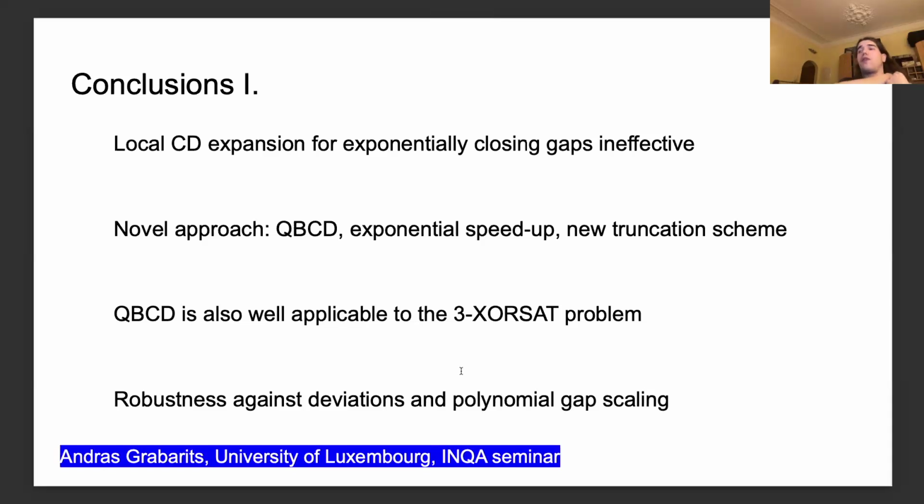So a quick conclusion of the first part of the talk: local CD expansion for exponentially closing gaps is ineffective, and a novel approach, the QBCD, can really achieve exponential speed up, a new truncation scheme, and is also applicable to a real NP-hard problem. Furthermore, it's robust against missing the exact critical point, against deviations of the properties of the critical point.